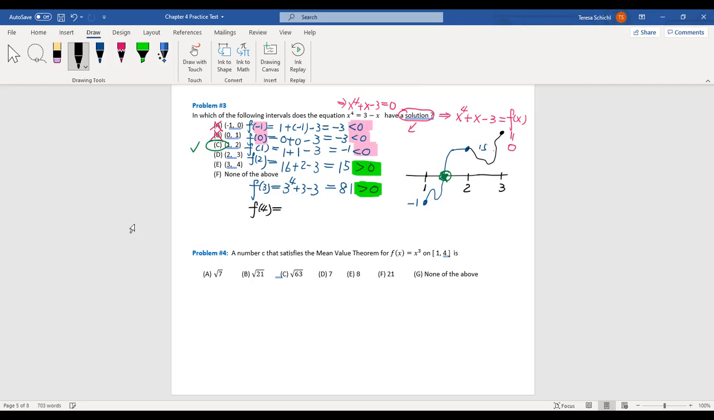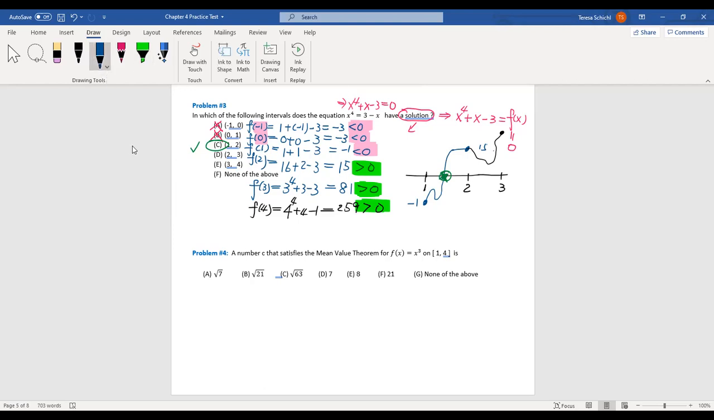F of 4 will be 4 to the 4th power plus 4 minus 3. 4 to the 4th power is 256, so it will be 257. So this number is still greater than 0, right? So from 3 to 4, I do not see a sign change here. That's why I cannot guarantee to have a solution.